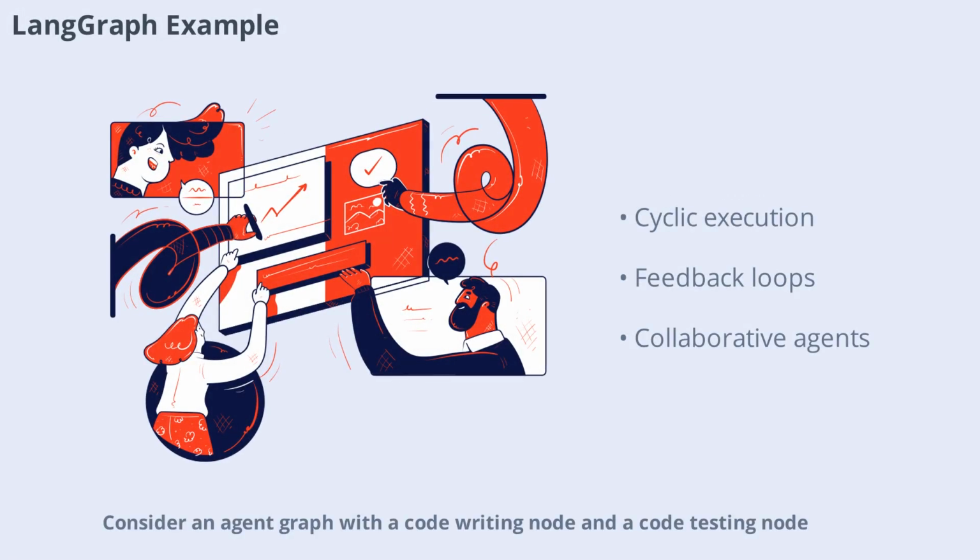Consider an agent graph with a code writing node and a code testing node. If the tester finds a bug, the data is routed back to the writing node for fixes. This cycle repeats until all tests pass. LangGraph's architecture supports these feedback loops, making it ideal for iterative, collaborative agent workflows.